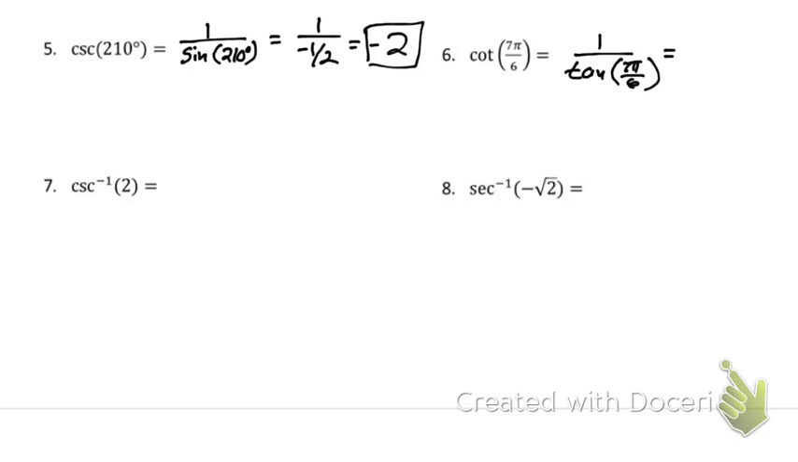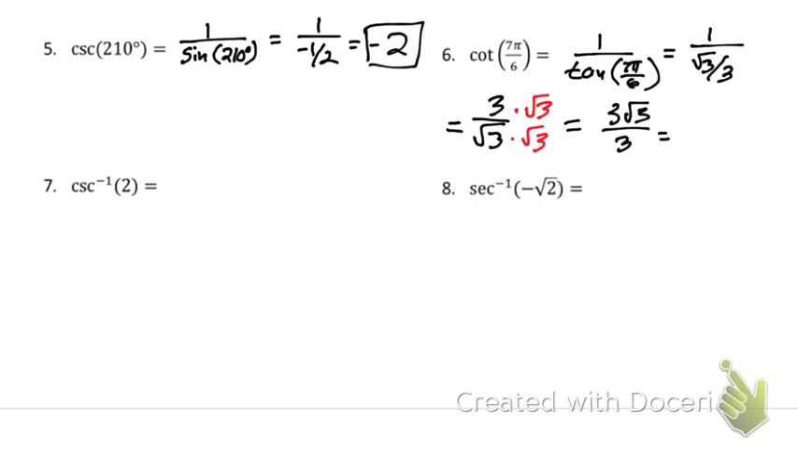So that's just going to be 1 over square root of 3 over 3. Moving down, that would be 3 over square root of 3. You're not allowed to have a square root in the denominator, so you need to multiply the top and bottom by square root of 3. And that's going to give me 3 square root of 3 over 3, which is just going to equal square root of 3.